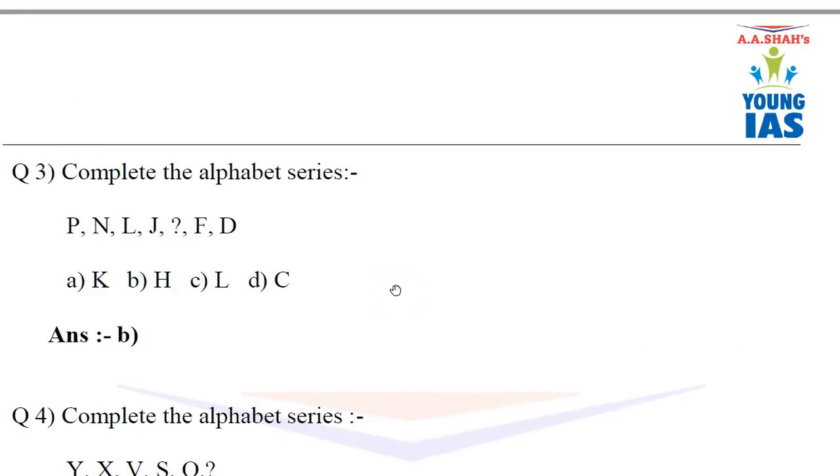Third question. Complete the alphabet series: P, N, L, J, dash, F, D. Here, P and N need to have some relation, N and L, L and J, J with this blank space, then F and D. If you observe carefully, P minus 2 would give you N, and N minus 2 would give you L. L minus 2 would give you J. J minus 2 would give you this particular answer here, which is H. And H minus 2 would give you F, and F minus 2 would give you D. That's why the answer here is option B, H.